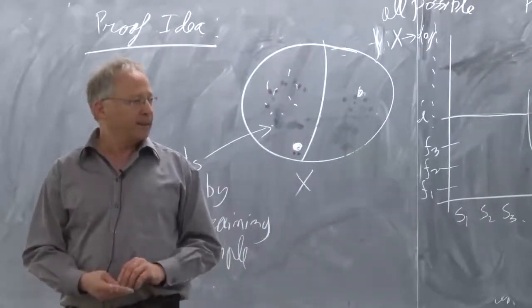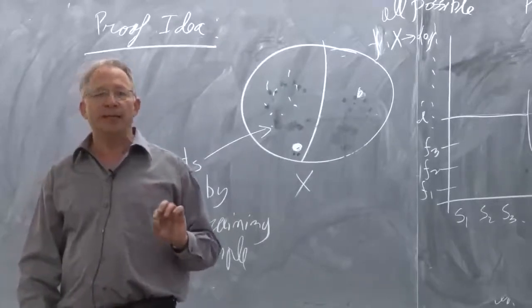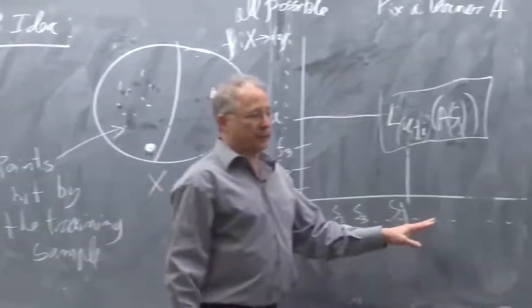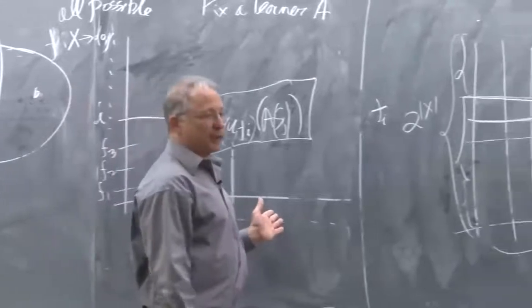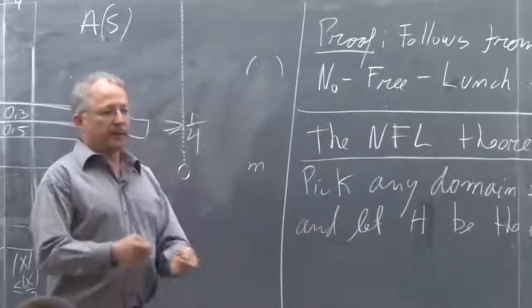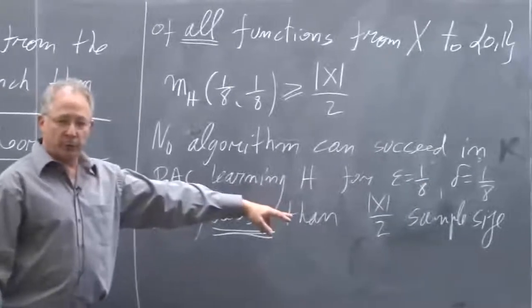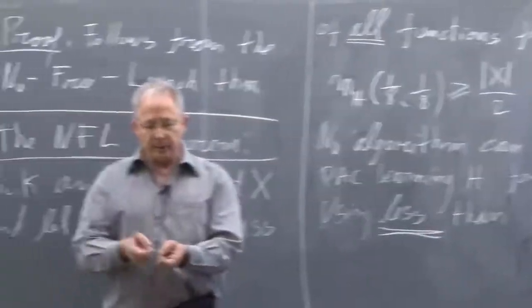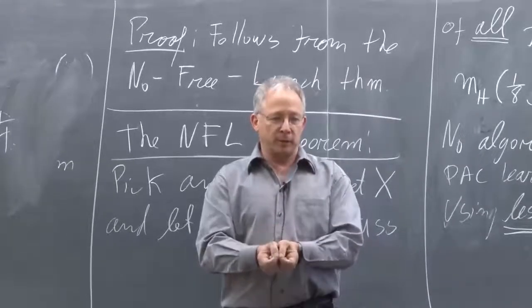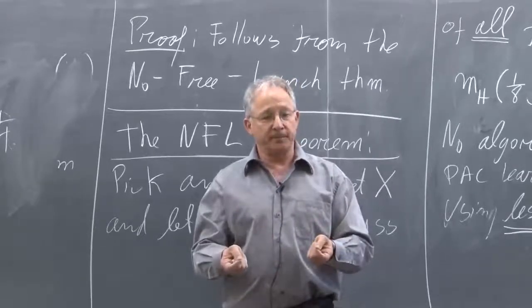Yes? Is each Sj of size x over 2? OK, the question was, is each Sj of size x over 2? Sj will be of size at most x over 2, because what Sj is trying to reflect is the points that fell in my sample. All the samplings were of size x over 2. But if I sample one point and then another point and then another point, there may be repetitions.